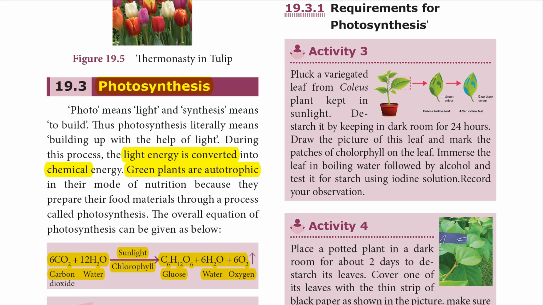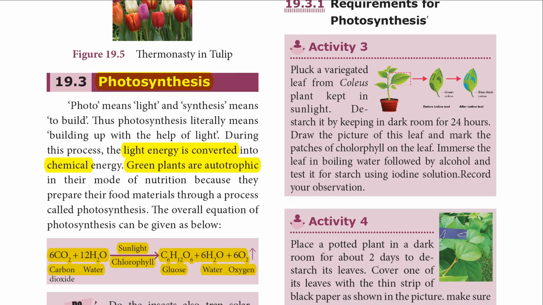Then take this leaf and test it for the presence of starch. How to test it for the presence of starch? You need to apply iodine. So when you apply iodine solution on the destarched leaf, you can see the patches of the leaf which were green, which were containing chlorophyll, turning blue with the iodine solution. That shows that wherever there is chlorophyll on the leaf, photosynthesis has taken place, and this has prepared the starch which has turned blue with iodine solution. This proves that chlorophyll is essential for photosynthesis.